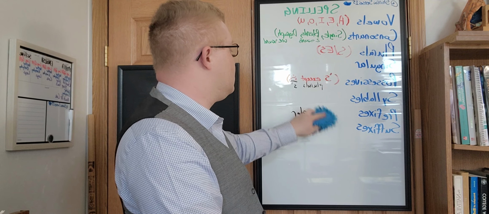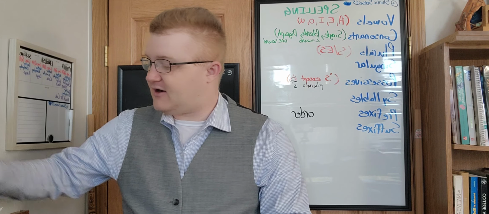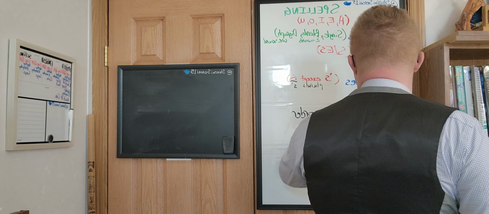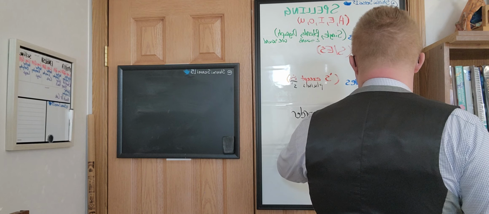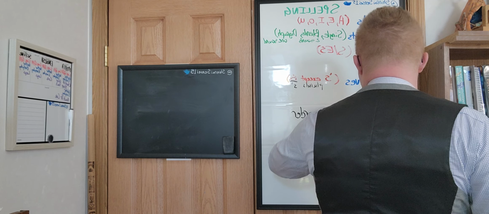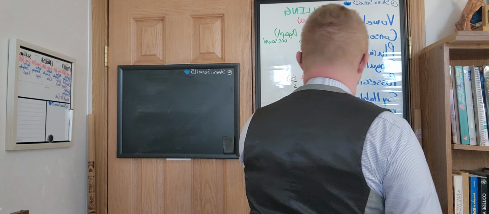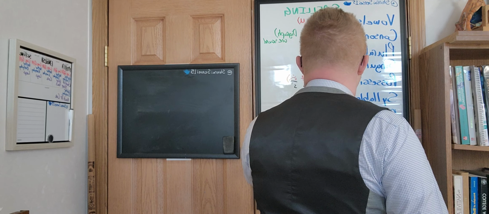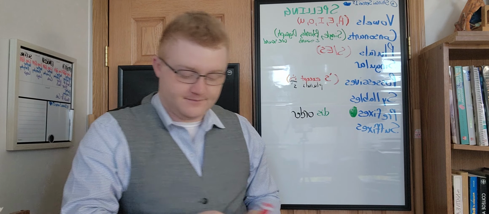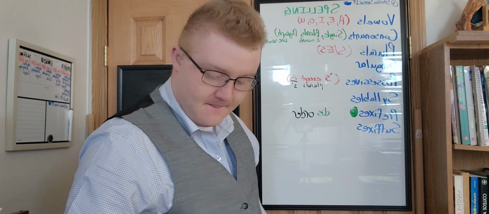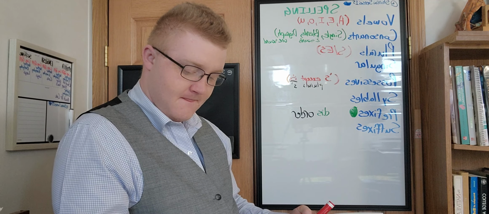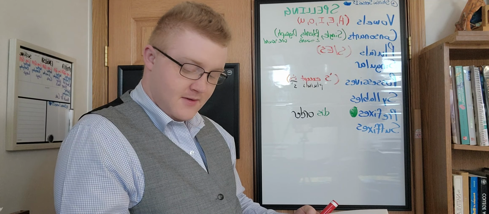So disorder. Order would be the root word. I'm going to get a different colored marker here to show you. So we're going to put a big green circle here at the end of prefixes so that you know that the green letters are prefixes.